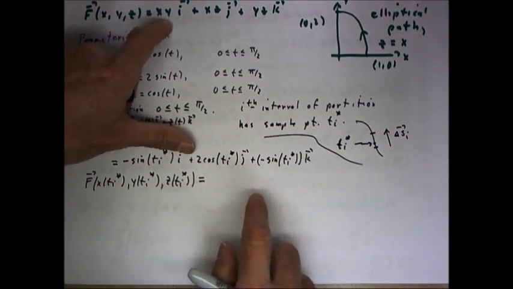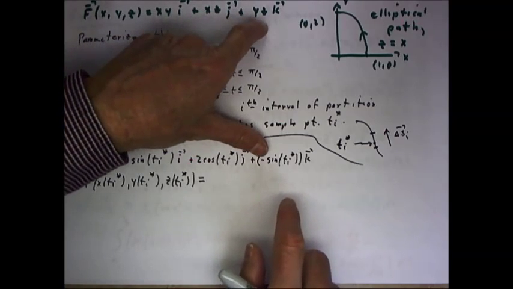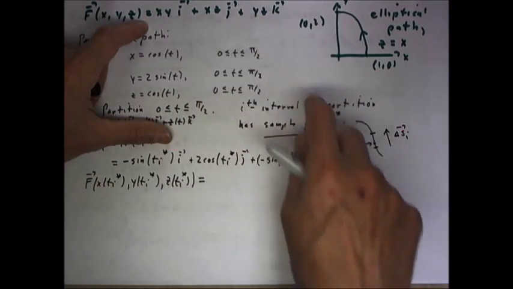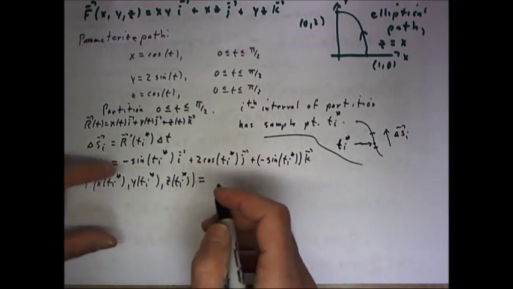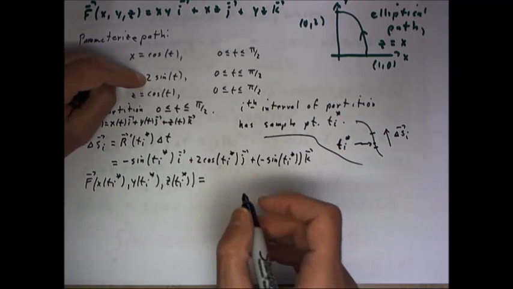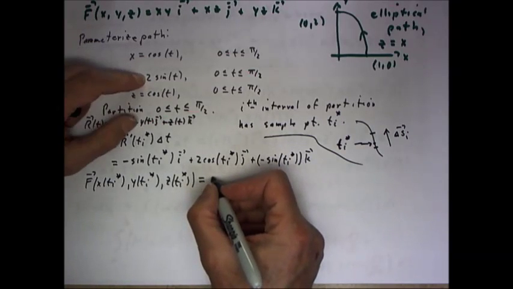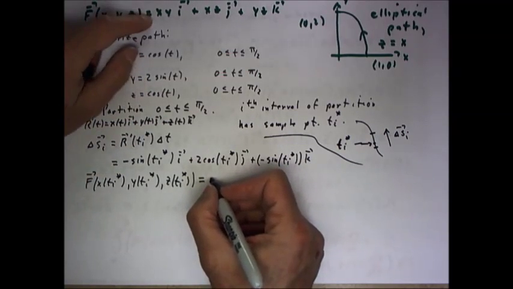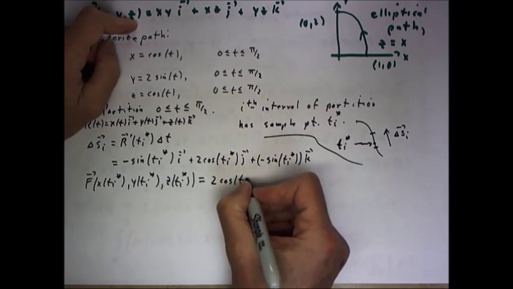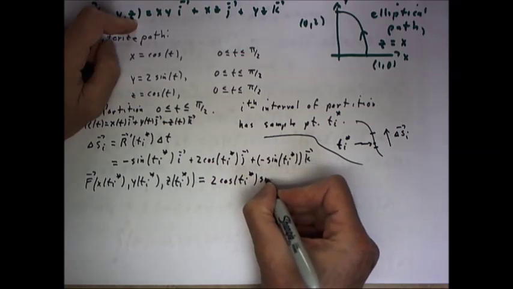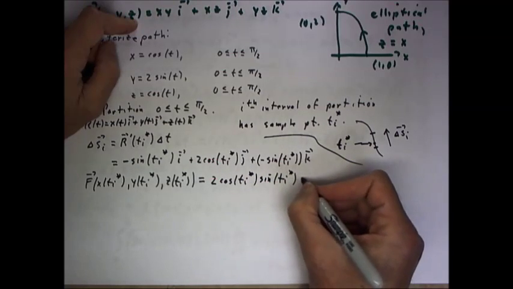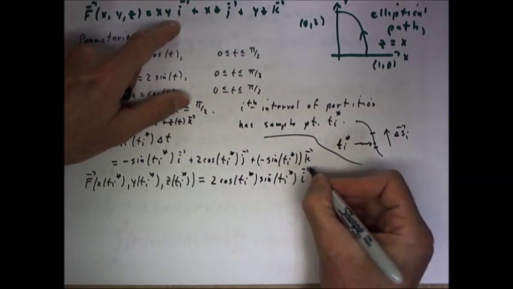We're going to evaluate all the x, y, and z expressions at ti star. So that's going to be what? xy is going to be cosine of ti star times 2 sine of ti star. So the xy is going to be 2 cosine of ti star sine of ti star. That's going to be times the i.